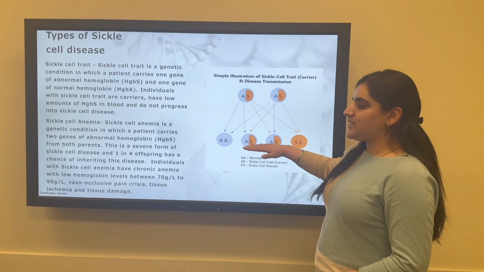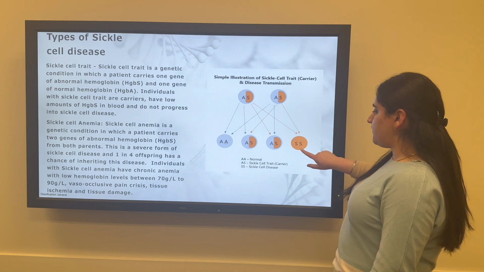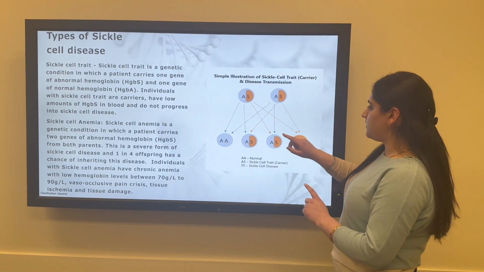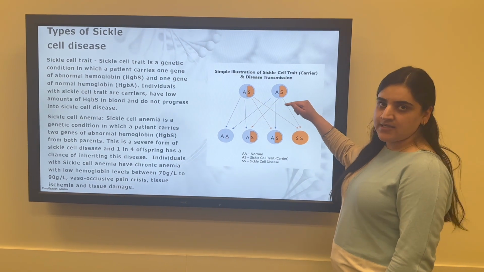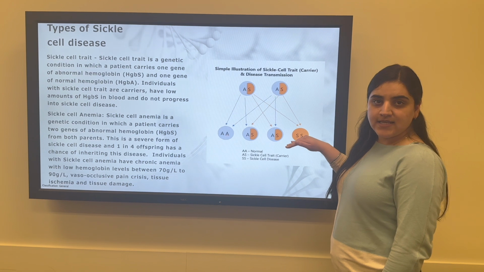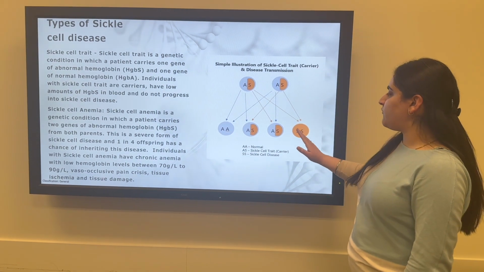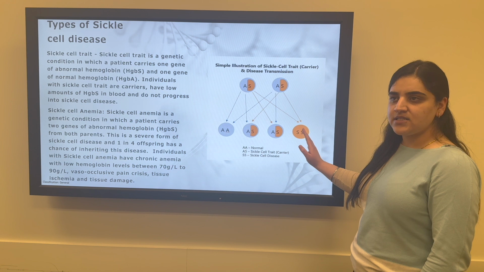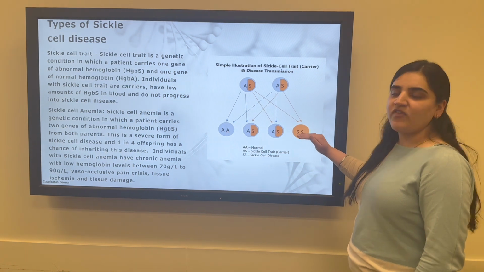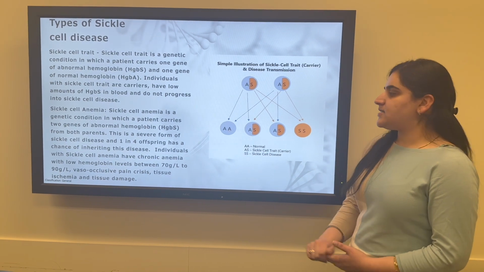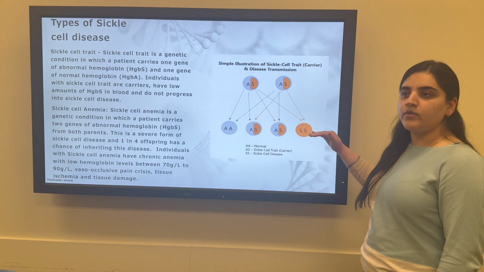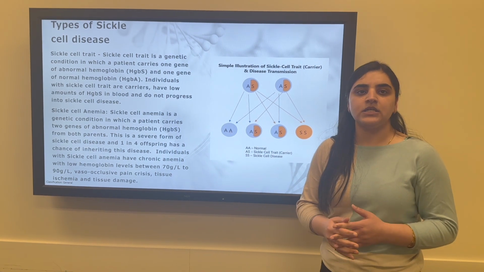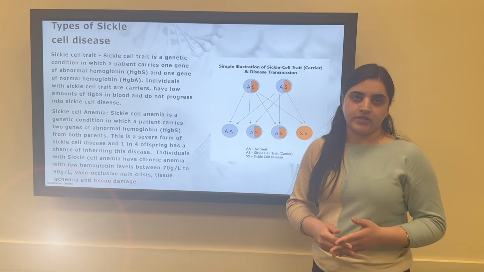They will not develop sickle cell disease in future, but this individual has both genes for abnormal hemoglobin, represented as S. This is the more severe form of sickle cell disease. It occurs in 1 in 4 offspring, so it represents 25% out of 100%. Mostly these individuals will have a low amount of hemoglobin, between 70 grams per liter to 90 grams per liter. Let's discuss the pathophysiology of sickle cell disease.